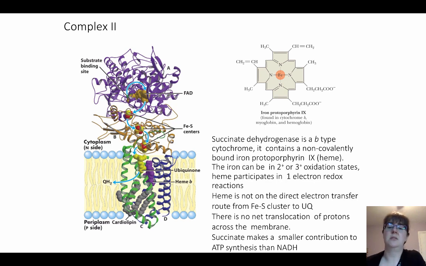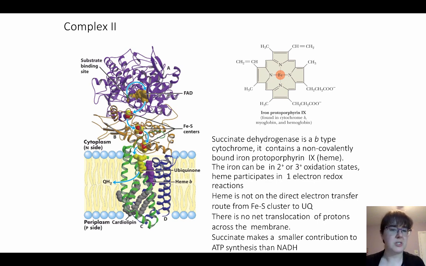It has a non-covalently bound iron protoporphyrin. The iron can be in either the +2 or +3 oxidation state, and it can participate in 1-electron redox reactions. However, this heme is not in the direct electron transfer route from the iron-sulfur clusters to ubiquinone. From what I was seeing, the research is still being done on exactly what this does.